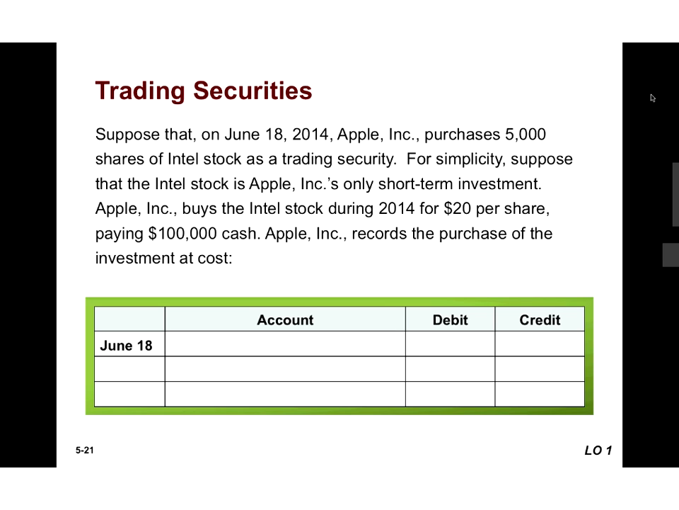Okay, there are some basics to do with this category. Let's suppose on June 18, 2014, Apple purchases 5,000 shares of Intel stock as a trading security. How do we know it's a trading security? We're told that it's a trading security. It's Apple's intent: Apple intends to sell this soon, so they classify it as a trading security. Suppose it's only a short-term investment. It buys the Intel stock for $20 a share, paying $100,000 cash. So those are the facts.